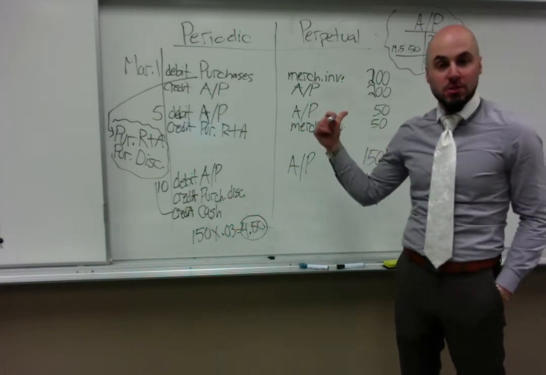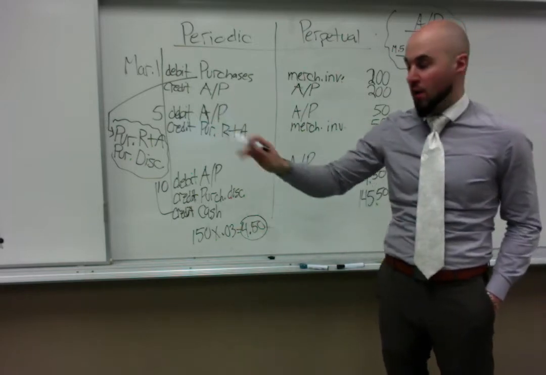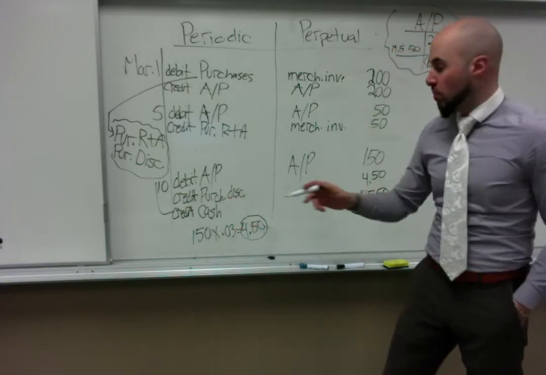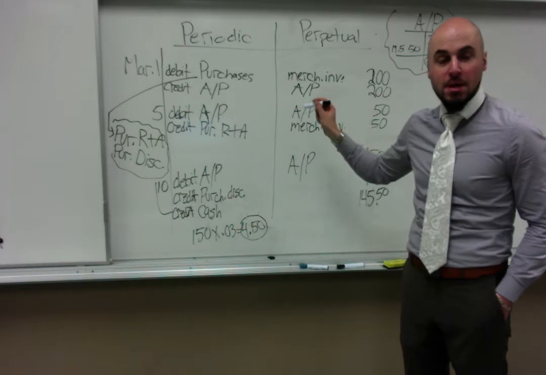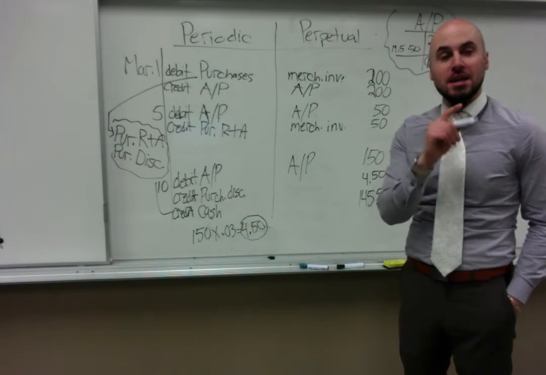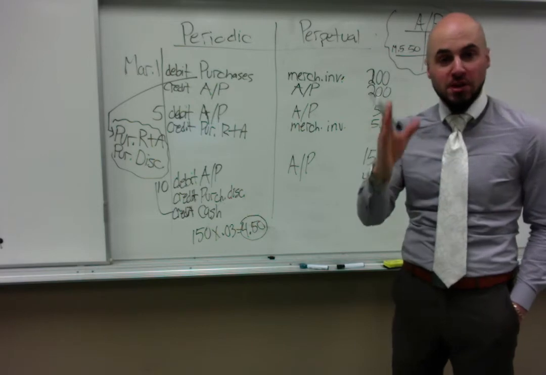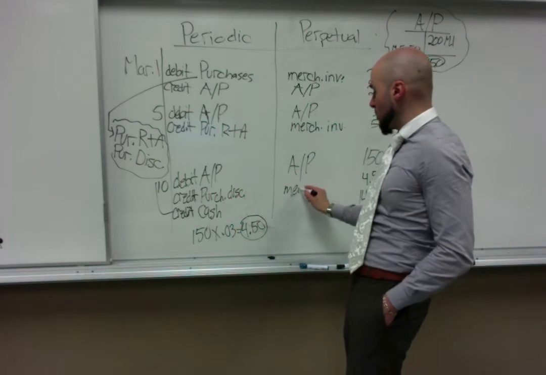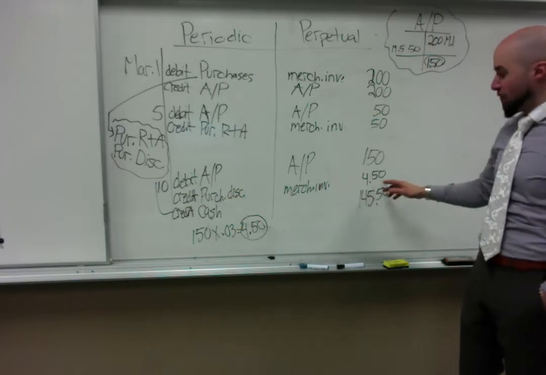And in the perpetual system now, yes, accounts payable will still be $150 because it's being paid off. But instead of using purchase discounts as the name of the account, we are going to apply that purchase discount to where it's still related to the perpetual system, but it will be called what do you think will be the account to use in the perpetual system? What did we say we associate with the perpetual system? We want to always have an update of, good, inventory. So merchandise inventory is the account you credit for $4.50.